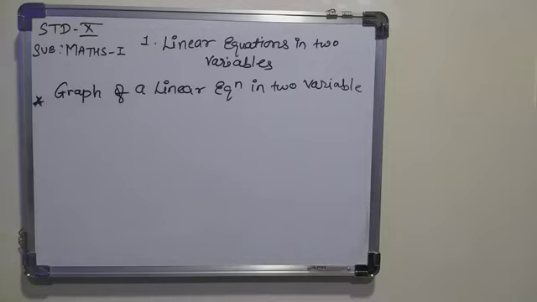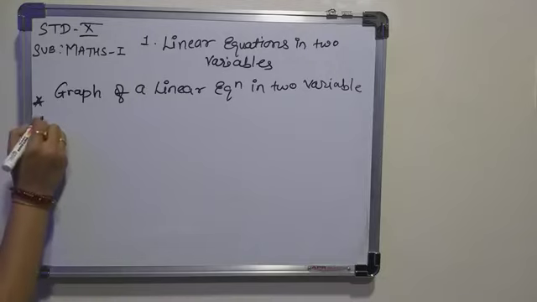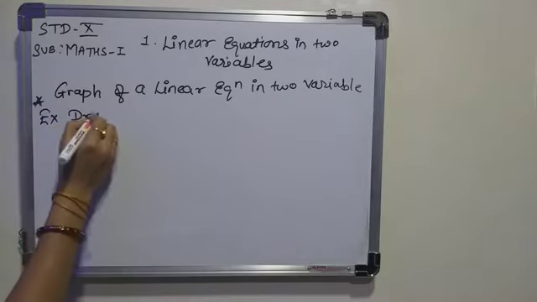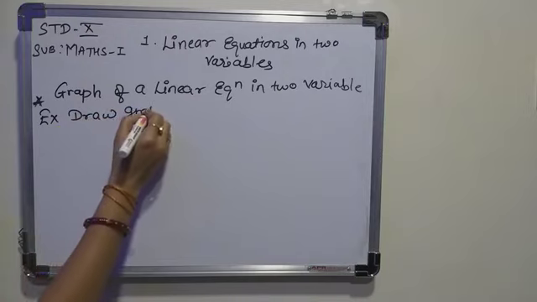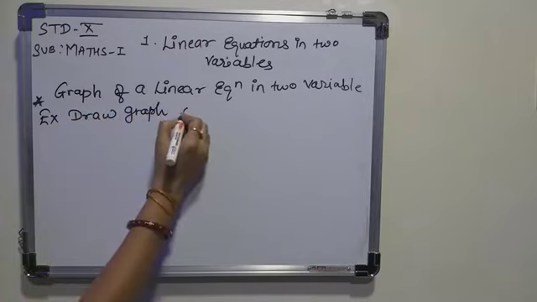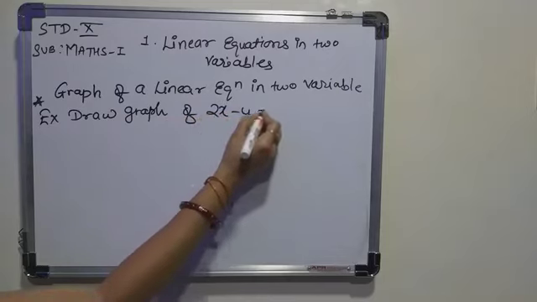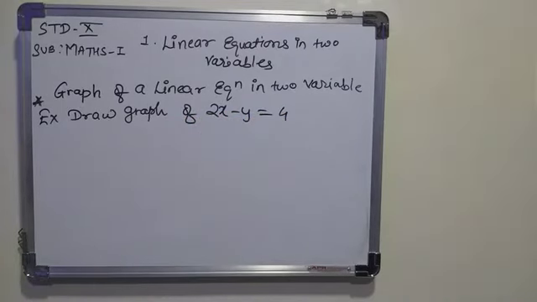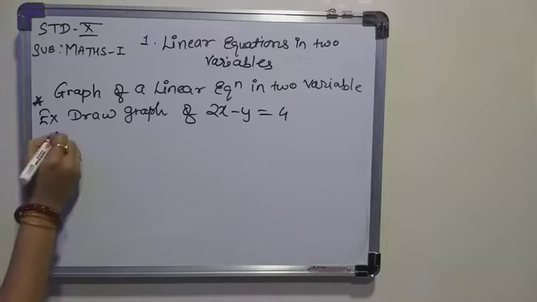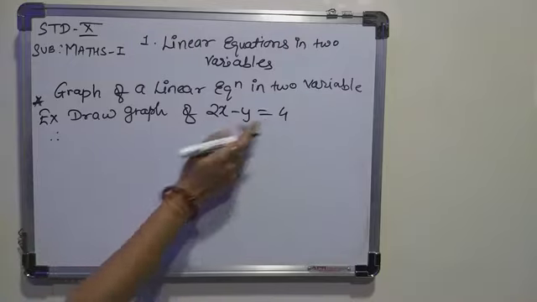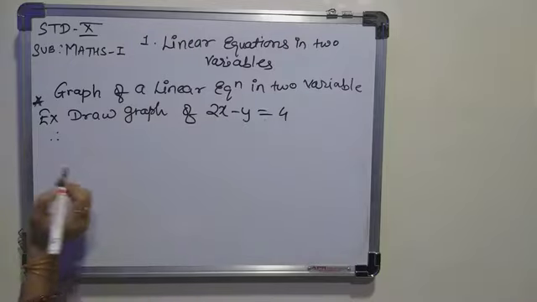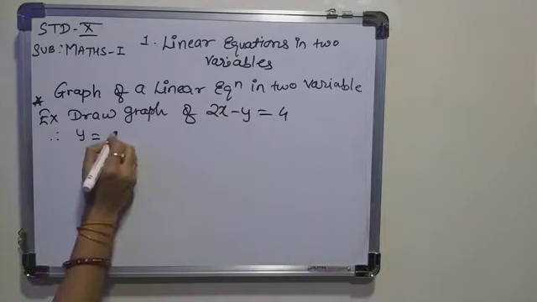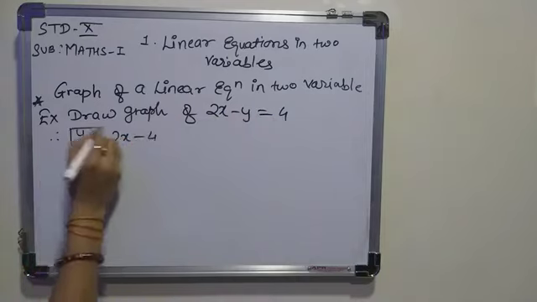Process is the same. For example, let's just take an example. Draw the graph of 2x minus y is equal to 4. So this is your linear equation in two variables and you have to represent this equation on your graph paper, right? So what you have to do, first you are going to simplify this equation. Suppose if I shift y over here, so what I am going to get is 4 over here. So you will get a y value. y is equal to 2x minus 4, right?